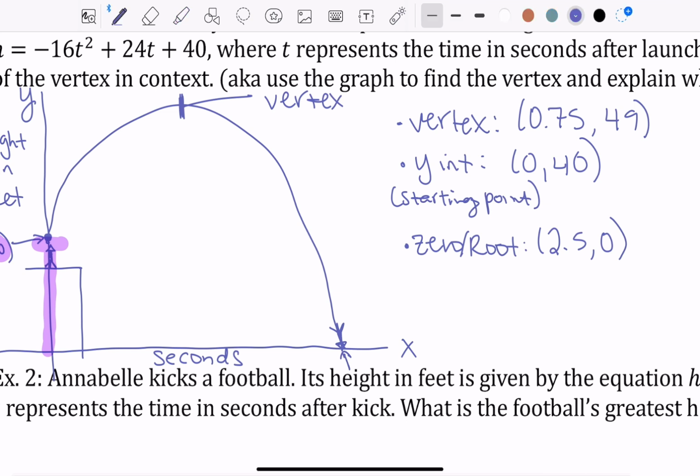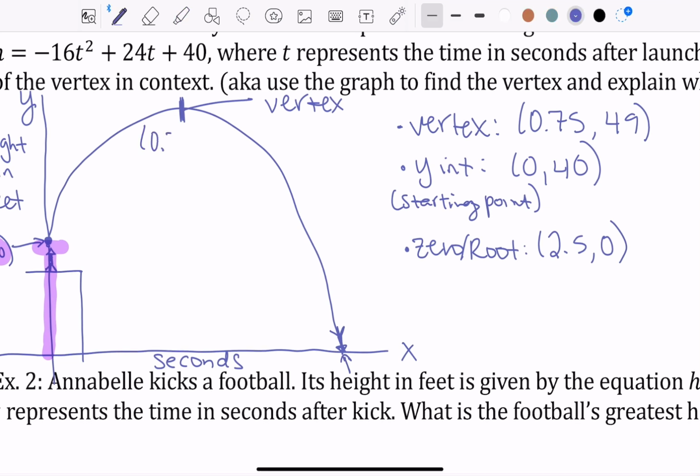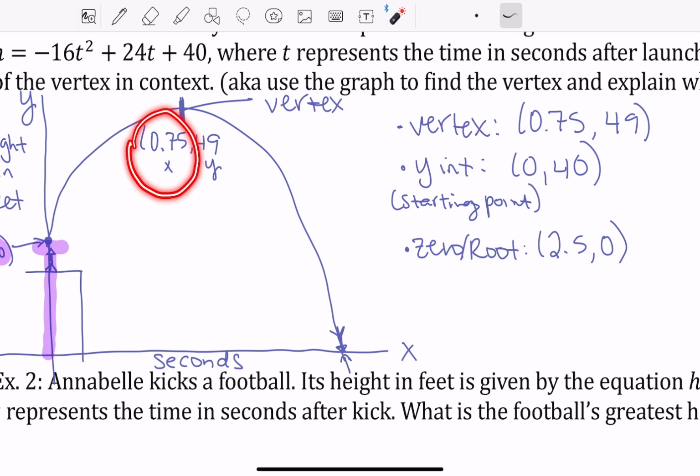Next one I'm going to label is the vertex. This one's at (0.75, 49). Remember, x or t is seconds, and y or h is feet. So this says at 0.75 seconds, the rocket is 49 feet high. And it doesn't go any higher than that because this is the highest point.